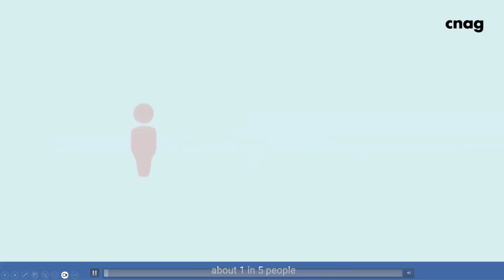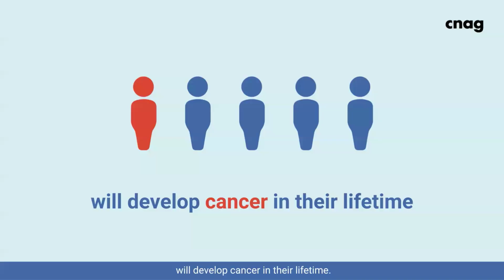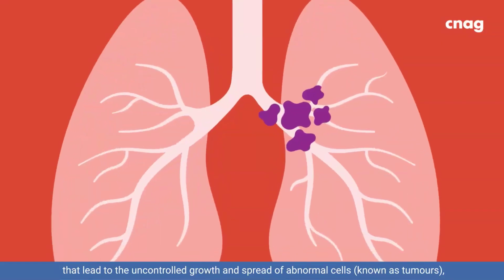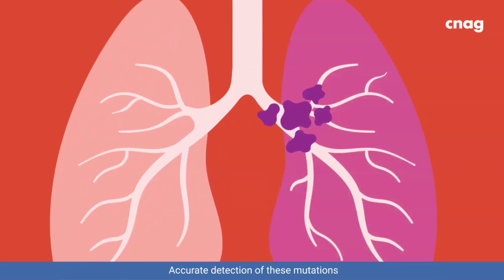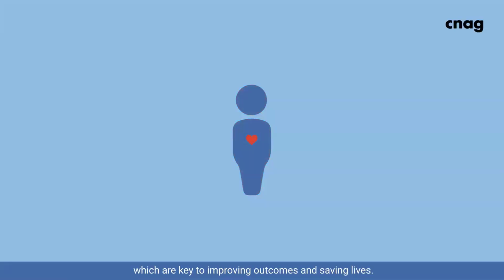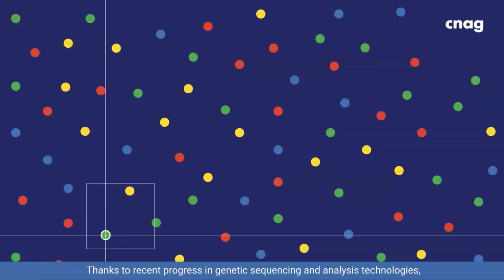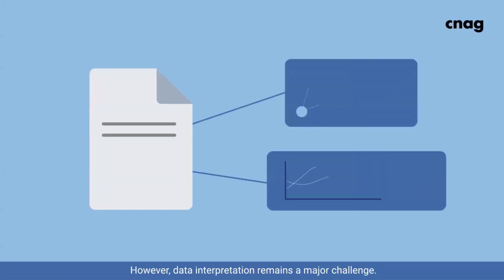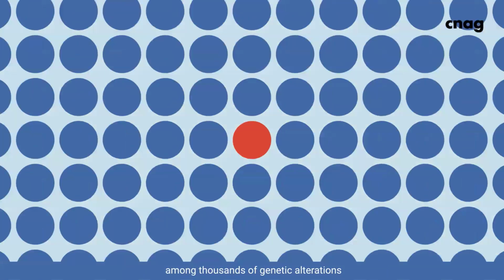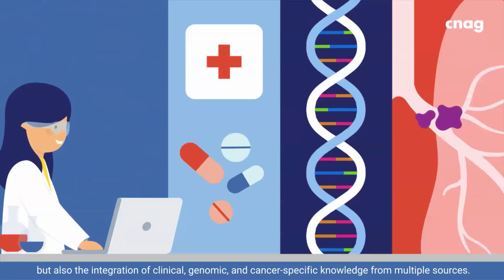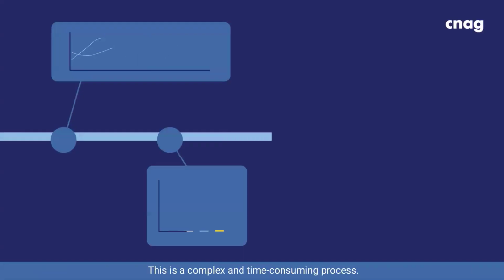According to the World Health Organization, about 1 in 5 people will develop cancer in their lifetime. Cancer is caused by genetic mutations that lead to the uncontrolled growth and spread of abnormal cells, known as tumors, which disrupt body functions. Accurate detection of these mutations enables precise diagnostics and tailored, personalized treatments, which are key to improving outcomes and saving lives. Thanks to recent progress in genetic sequencing and analysis technologies, these genetic alterations can now be reliably detected. However, data interpretation remains a major challenge. Identifying cancer-driving and treatment-relevant mutations among thousands of genetic alterations requires not only expertise, but also the integration of clinical, genomic, and cancer-specific knowledge from multiple sources. This is a complex and time-consuming process.